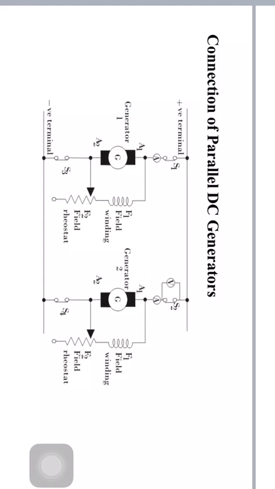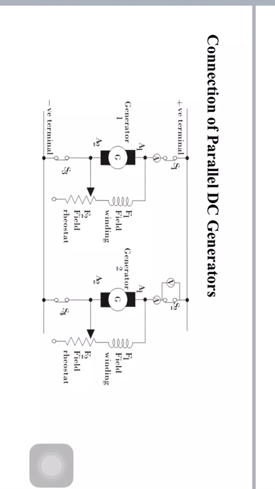The prime mover of generator 2 is brought to rated speed. Now switch S4 in the field circuit of generator 2 is closed. So the first step: the prime mover of generator 2 is brought to the rated speed, and switch S4 should be closed.